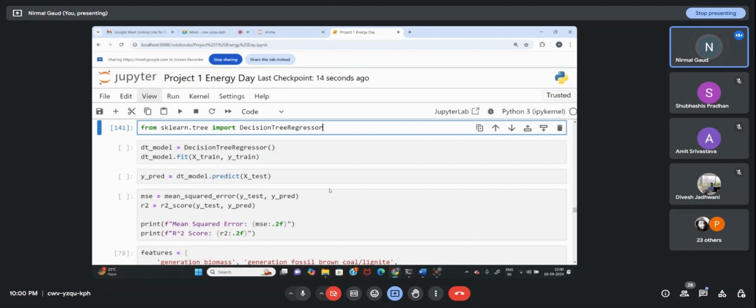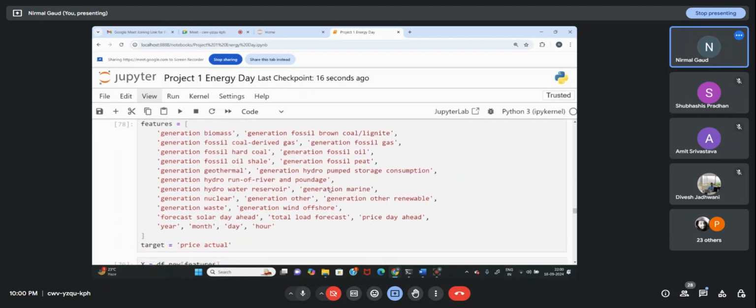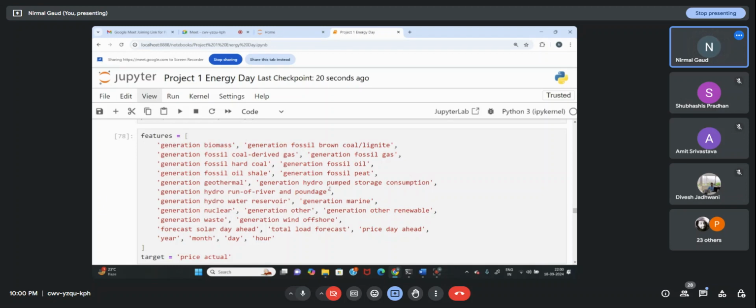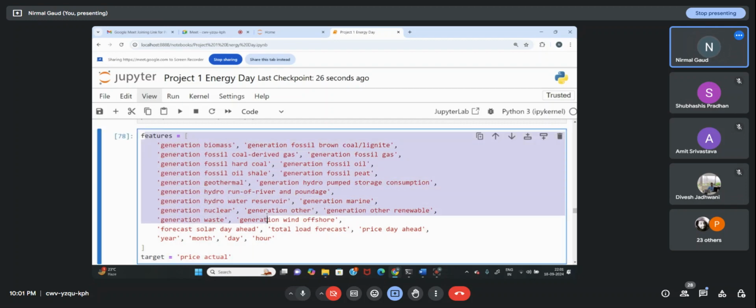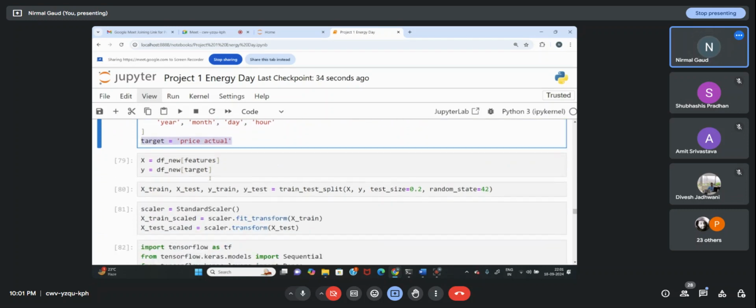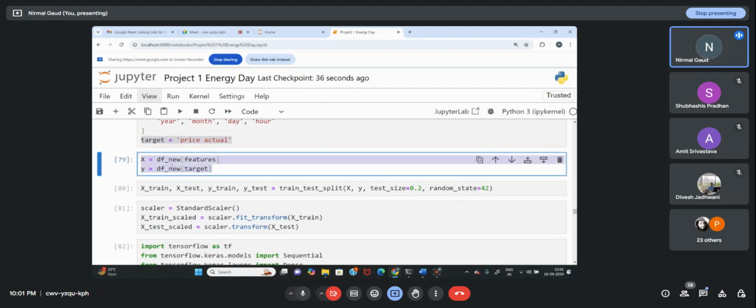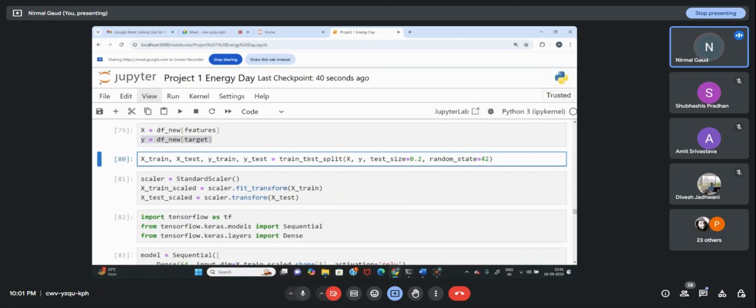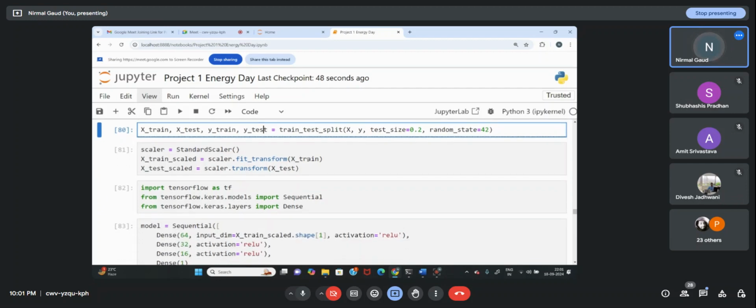I included deep learning also. How? This is my next structure of code for the deep learning. All these are my training features. This is my target feature, price actual. I took training on X, target on Y. I perform the splitting as usual: X train, X test, Y train, Y test.